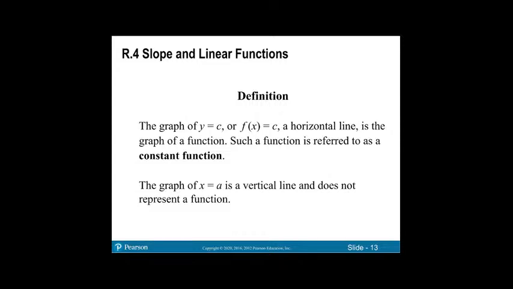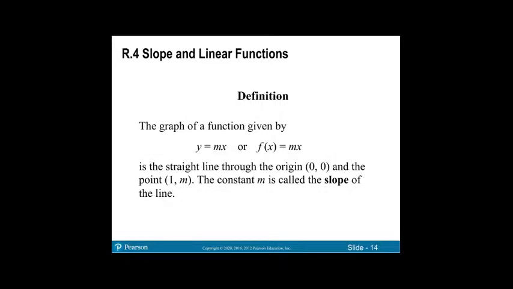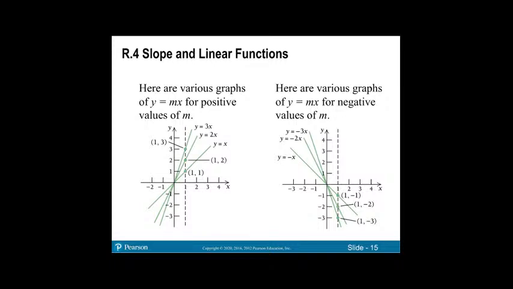Okay. So the graph of a function given by y equals mx, or f of x equals mx, is going to be a straight line through the origin and the point (1, m). The constant m is called the slope of the line. Here are a few examples. Here are various graphs of y equals mx for positive values of m, and here are various graphs of y equals mx for negative values of m. For instance, we've got y equals 2x, y equals x, y equals 3x. These are just different variations of the graph y equals mx.